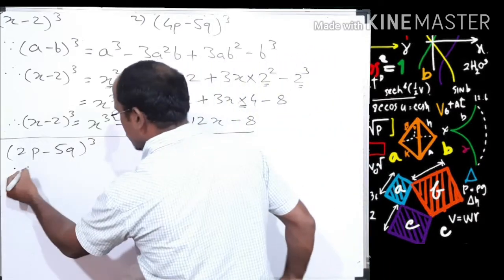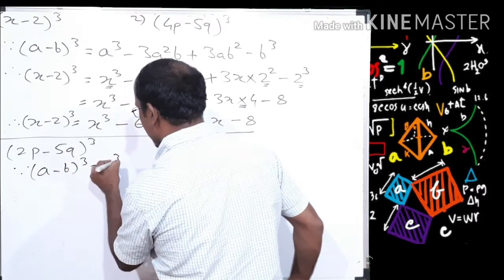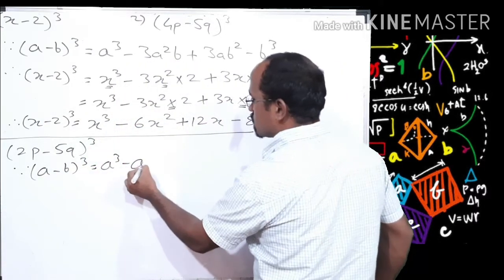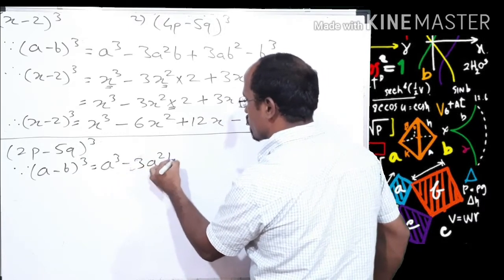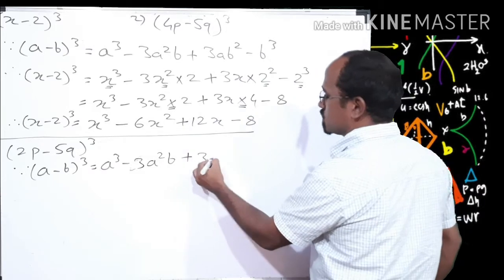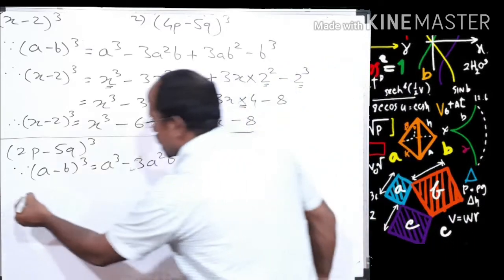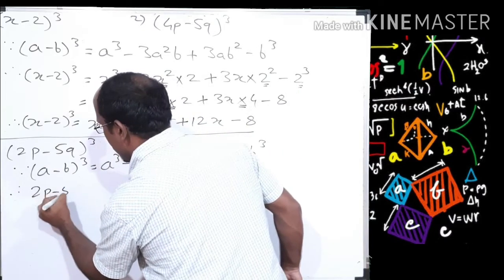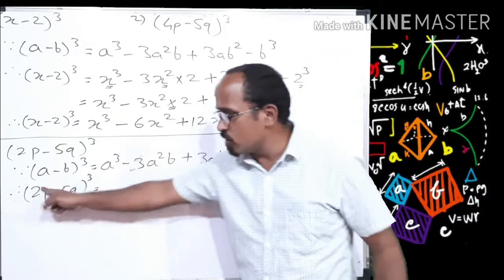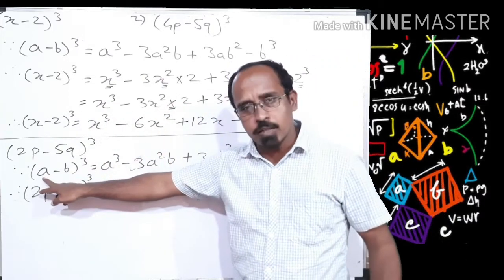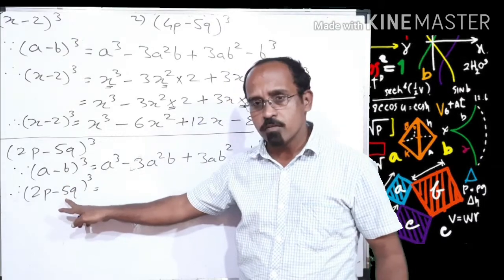If (a minus b) cube is equal to a cube minus 3a square b plus 3ab square minus b cube, therefore (2p minus 5q) cube is equal to, just by observation we will come to know that a in the formula will be replaced by 2p and b in the formula will be replaced by 5q.